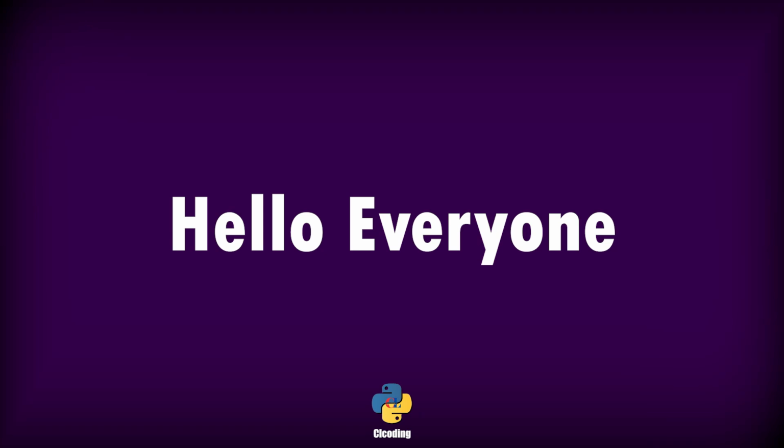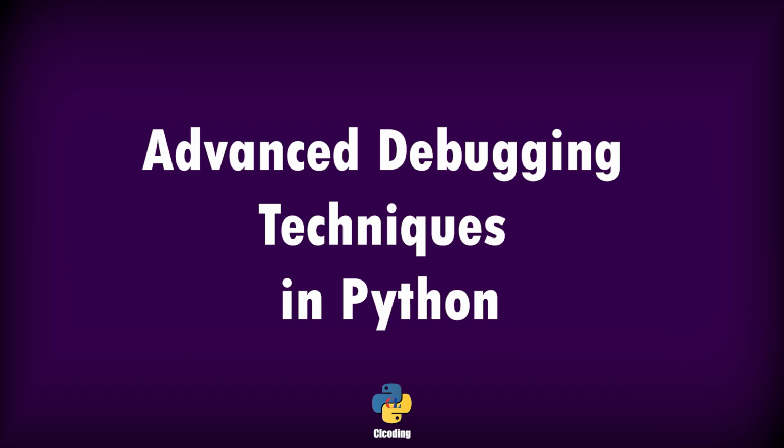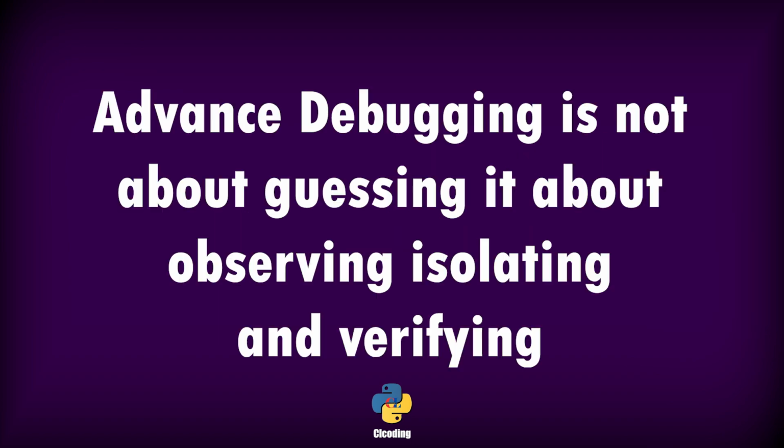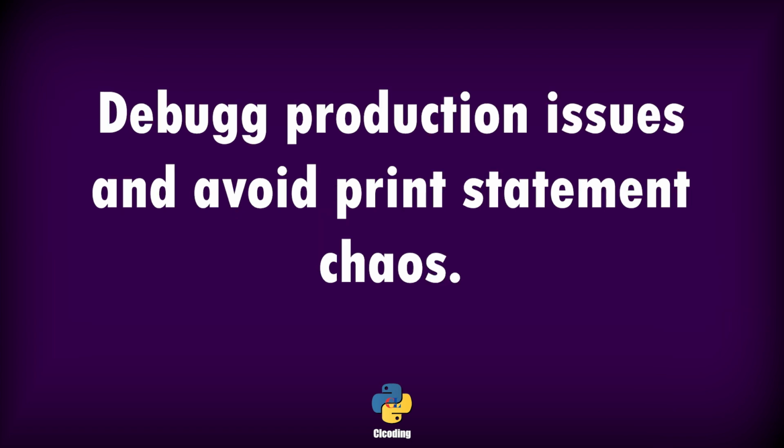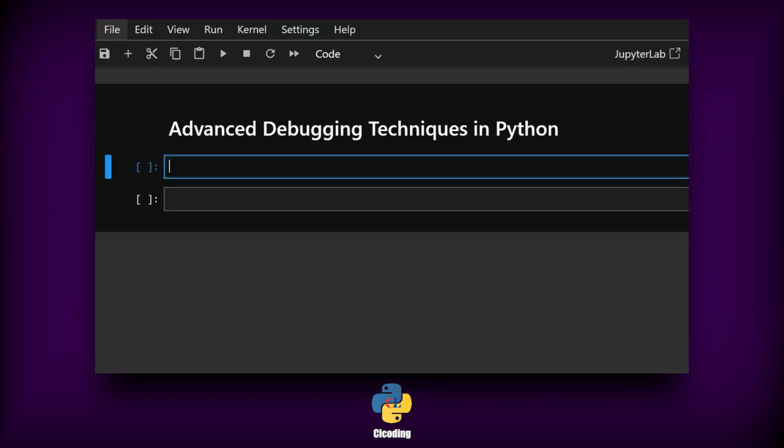So today's video is about advanced debugging techniques in Python. Advanced debugging is not about guessing. It's about observing, isolating and verifying. Good debugging helps you find bugs faster, understand program flow, debug production issues and avoid print statement chaos. So let's understand this with some examples.